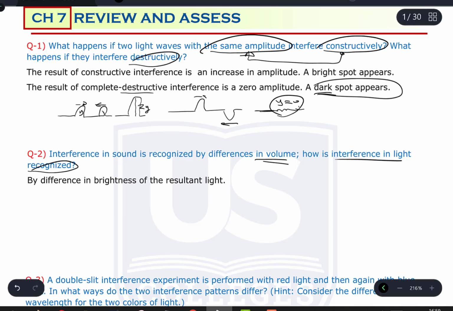Interference in light is recognized by brightness, as when two waves interfere, just like in the first question, the resultant amplitude will be greater, and then the power of the light is going to be greater, and the more powerful light will be brighter. So that's how we can tell there's interference of light, if the light gets brighter.